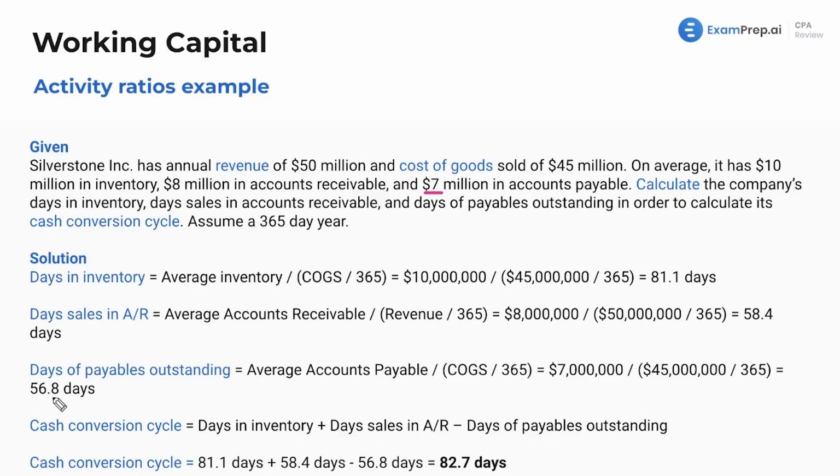56.8 days. Bring them all together, add, subtract, boom, boom, boom, gets us to 82.7 days. Generally, what is this telling us? It means that generally it takes us about 82.7 days for our whole cycle to turn into cash. Great for a lot of reasons. That metric gives you an indication of how you can improve. It tells you when you could expect your cash to come in. Lots of practical uses.